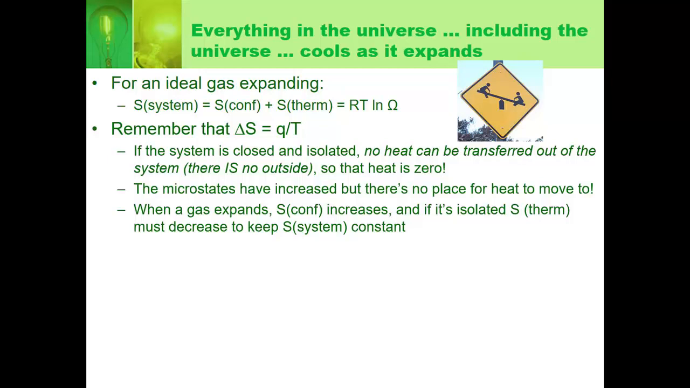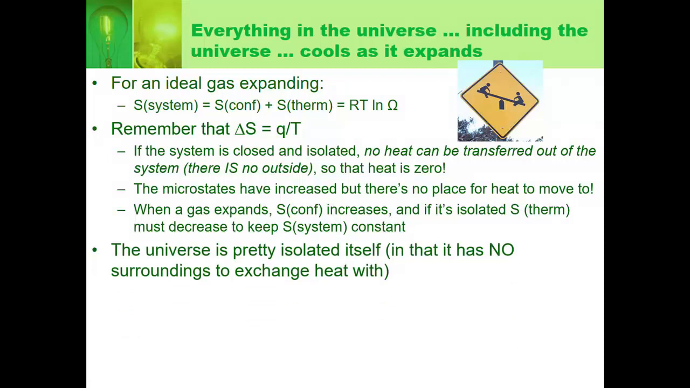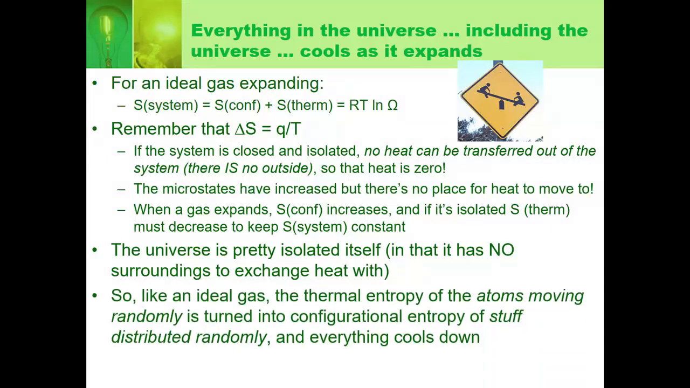You can apply these physics concepts here. So the universe, this is a slight case of understatement, is very isolated. It has no surroundings to exchange heat with. So like an ideal gas, we would say we know that the configurational entropy has gone up since the Big Bang, and therefore the thermal entropy of the atoms moving randomly should go down, and everything should cool down. Except for one little thing. There's one little detail that I haven't mentioned, one fly in the ointment.